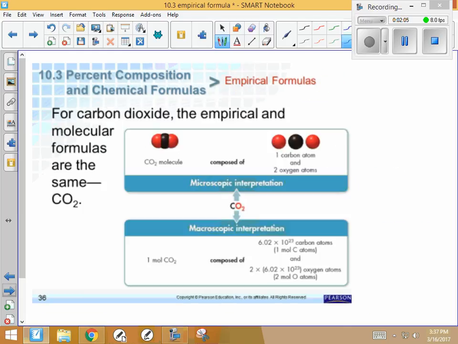Looking at carbon dioxide, here is the molecular formula, CO2. And the empirical formula for CO2 is also CO2. That lowest whole number ratio is 1 carbon to 2 oxygens. So again, for some compounds, the empirical formula is the same as the molecular formula.